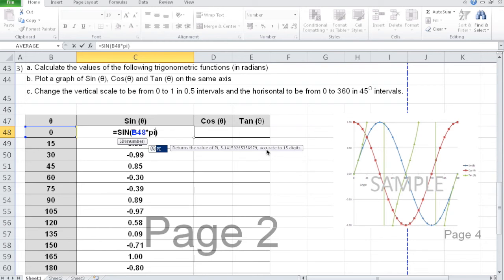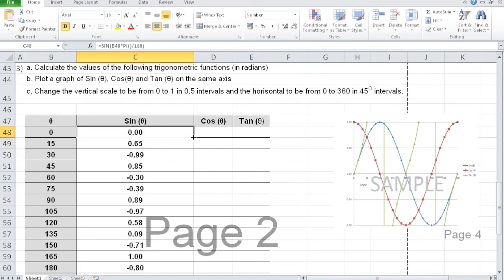Function comes with equal sign. We already have an equal sign. We can't have more than one. The name, and then open and close brackets. All the time. All functions have those two things. The name, open and close brackets. Pi divided by 180. And then enter.